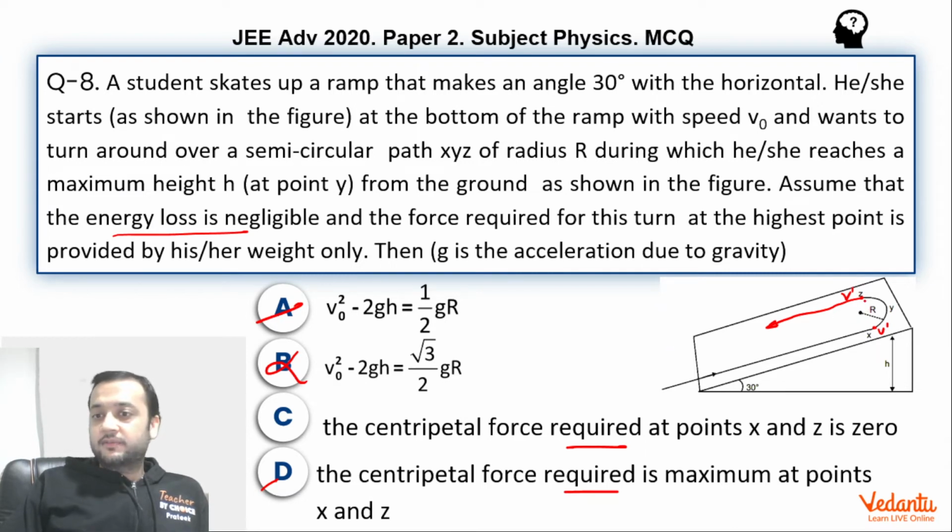So the idea is that there was no requirement of centripetal force, and this is the word that created a sort of ambiguity. If I was a student, I would not have marked option D as correct, because according to me, option D should not be correct.